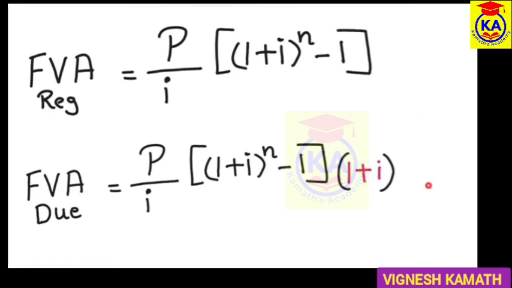So I have kept it in pink color here. P by I into (1 plus I) to the power n minus 1, into 1 plus I. So this is clear, I hope.